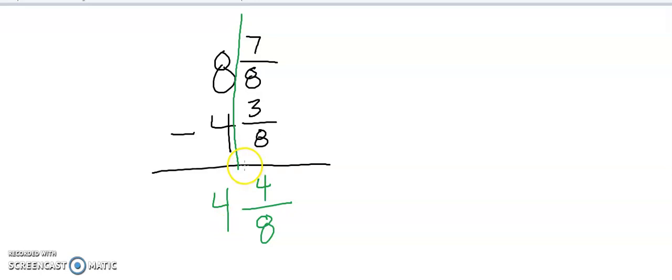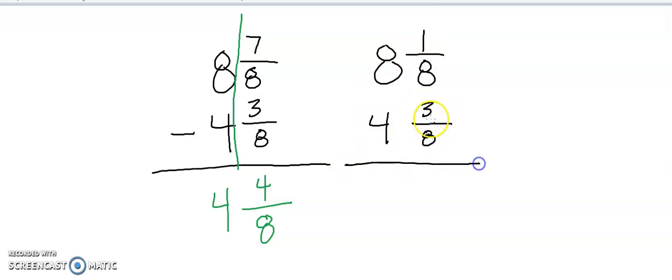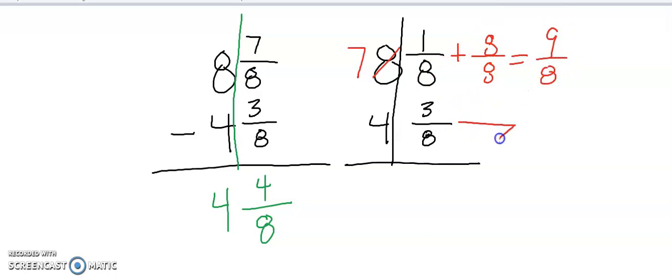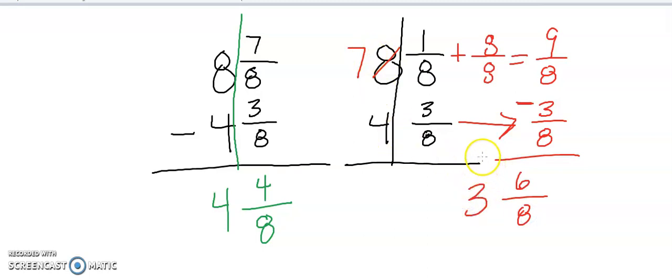So remember, we're subtracting. If you need to regroup, let's just change this around and let's say 8 and 1/8, and we have 4 and 3/8. We cannot work in reverse. We cannot go 3 minus 1. We must regroup. So 8 becomes a 7, and I add in a whole. And here my denominator is 8, so my numerator must be 8, which gives 9/8. Move over. 9/8 minus 3/8 equals 6/8. 7 minus 4 gives me 3 and 6/8.